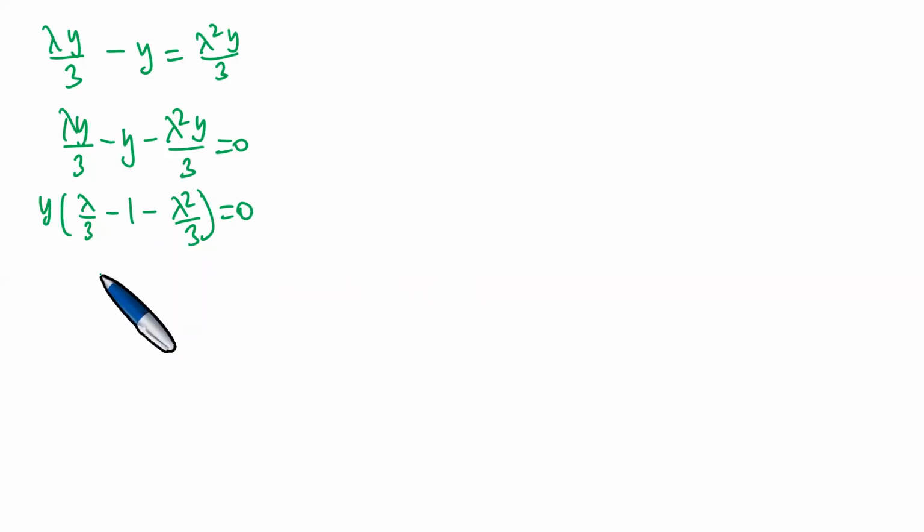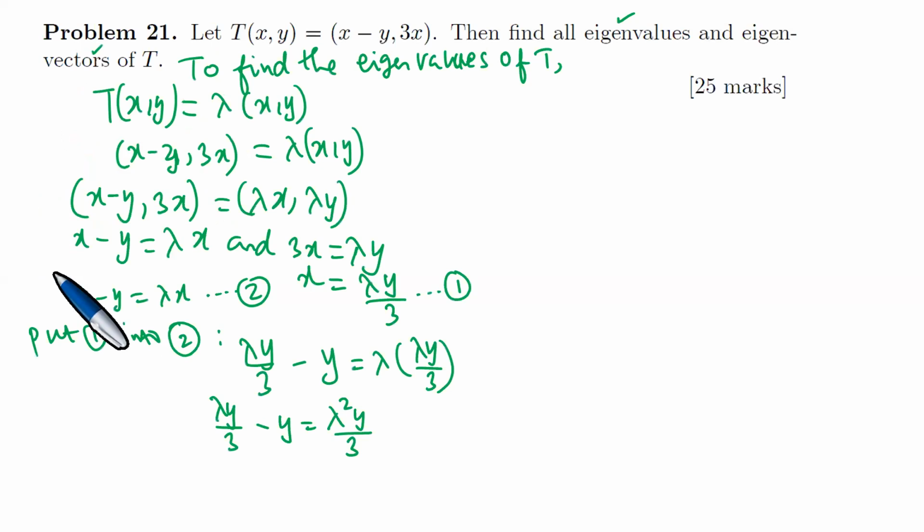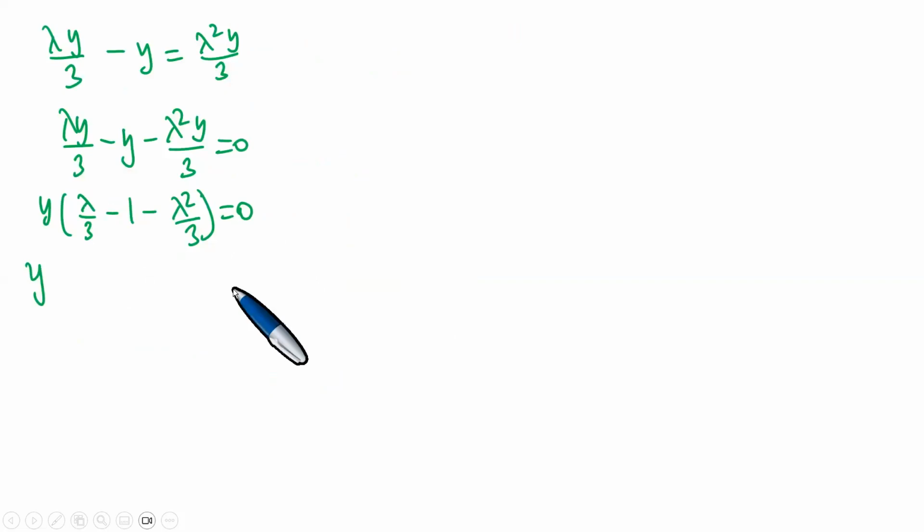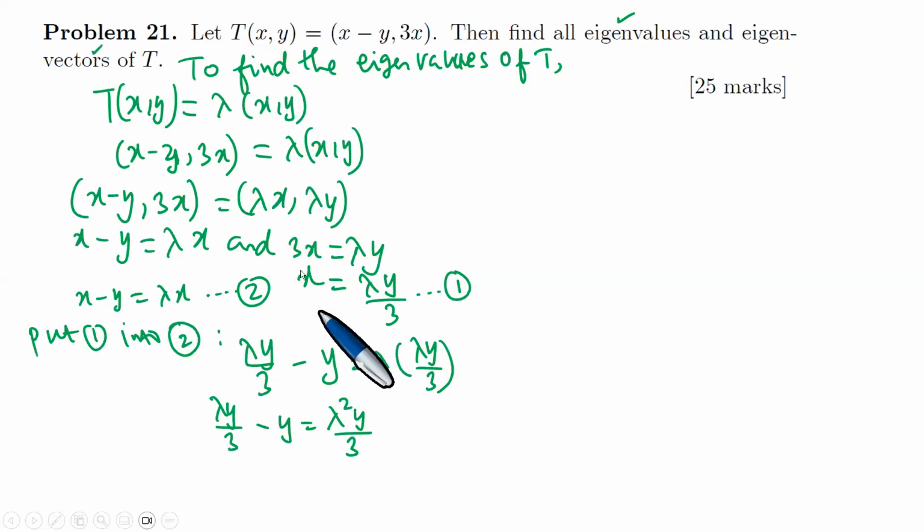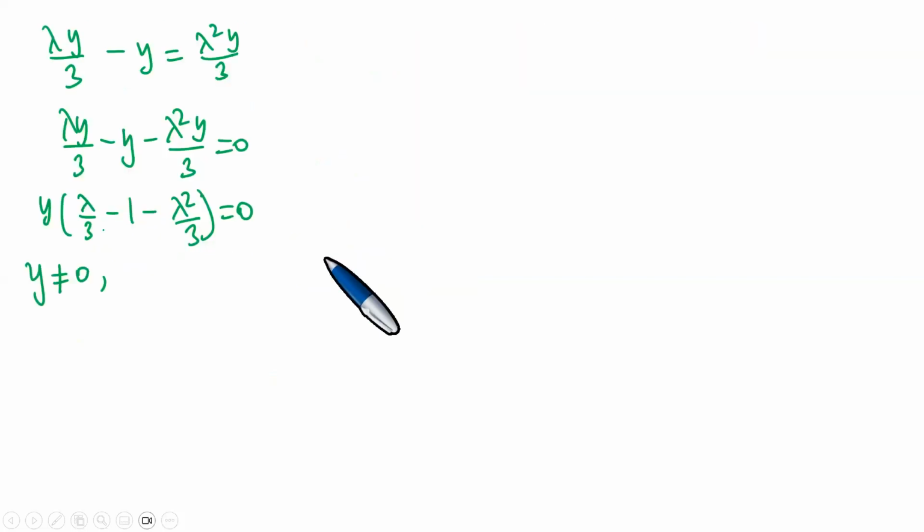Ordinarily we do not accept y being 0, because if ever we allowed y to be 0, then x is going to be 0. Since we have an equation here, ideally we would prohibit y from being 0. If y is 0, then x is 0, and then we have a 0 vector. But eigenvectors are never 0 vectors.